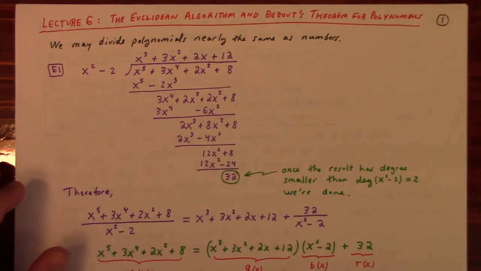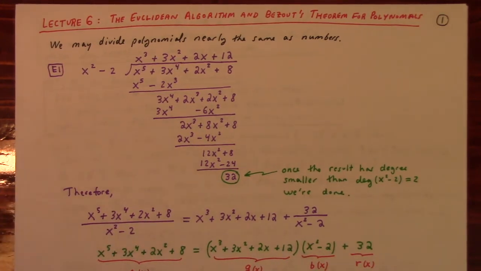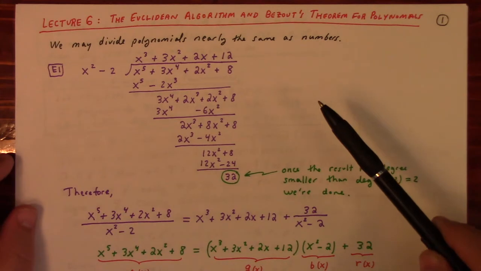And so begins lecture 6. We're going to look at the Euclidean algorithm and Bezout's theorem for polynomials. So let me start by just reminding you how we do polynomial long division.